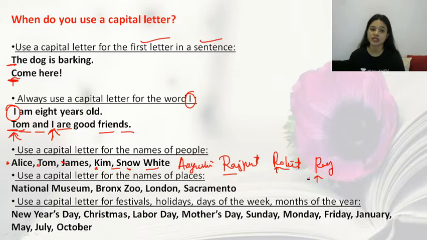So what are the rules of using capital letters? First letter in a sentence, that means the dog is barking. This T is capital. Come here, C is capital. Then every time that you're writing the word I: I am, how are you, I want to go. So I. Then names of people, Alice, Tom, Aayushi, Rohit. Then, of course, names of important places. Important places like what? London, National Museum. Think about any stadium like Indira Gandhi Stadium. So this will be capital.